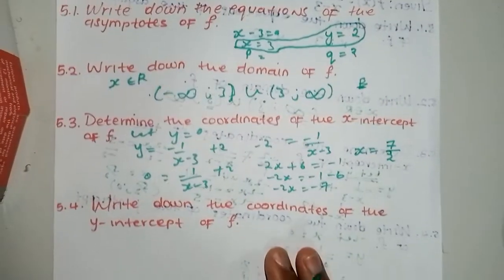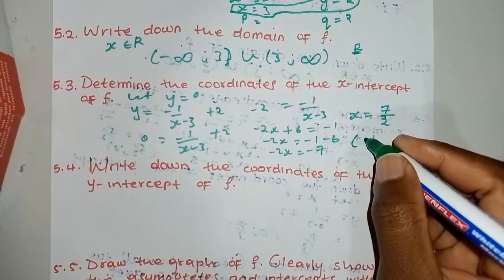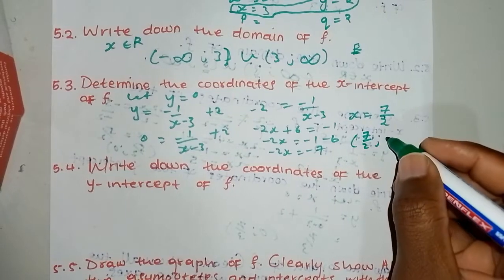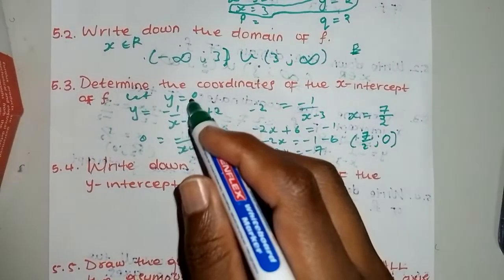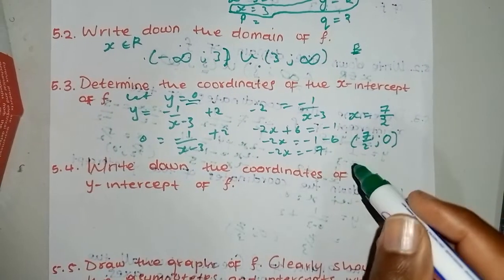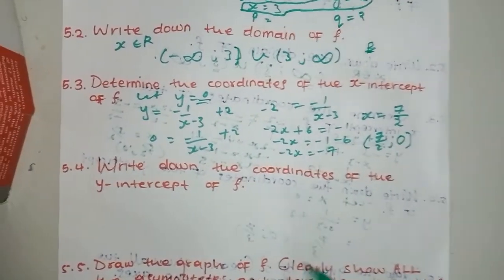Now, the next question, they ask for the coordinates. The coordinates are going to be 7 over 2, 0. Because this is the x-intercept. Why do I put 0? X-intercept means it touches the x-axis. Right? It touches the x-axis.